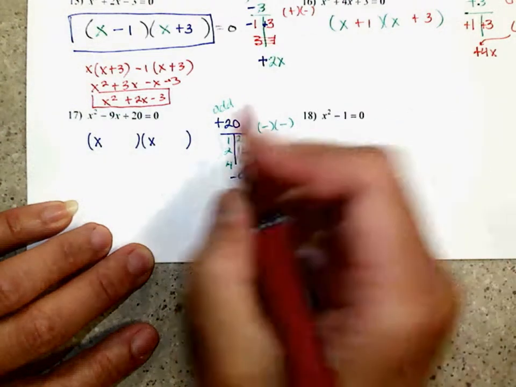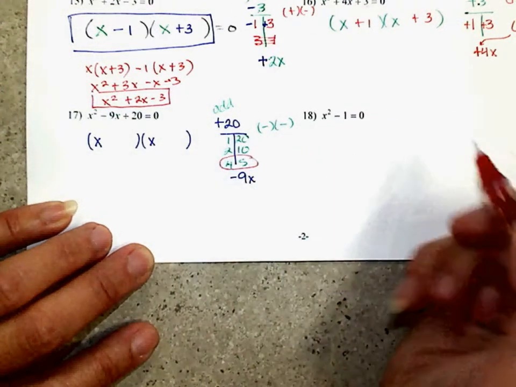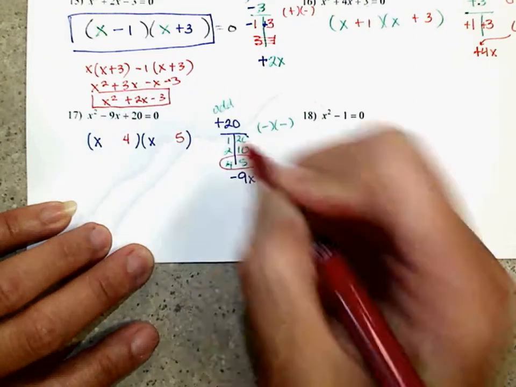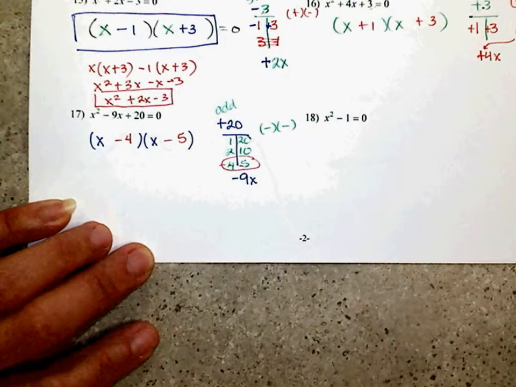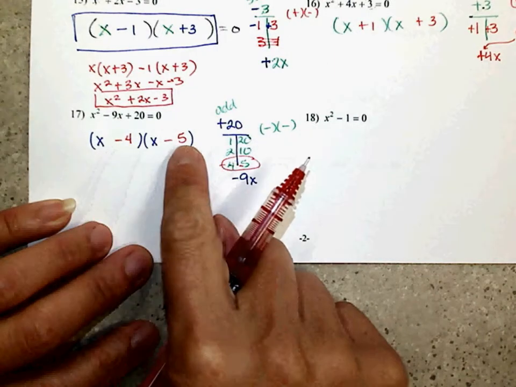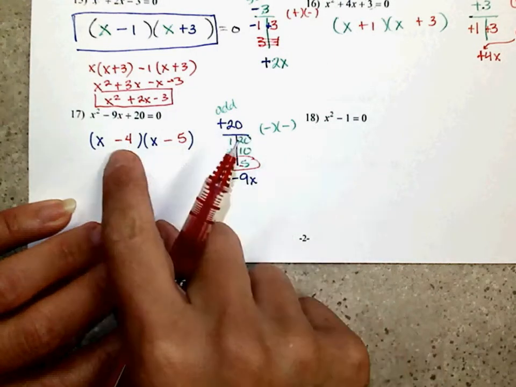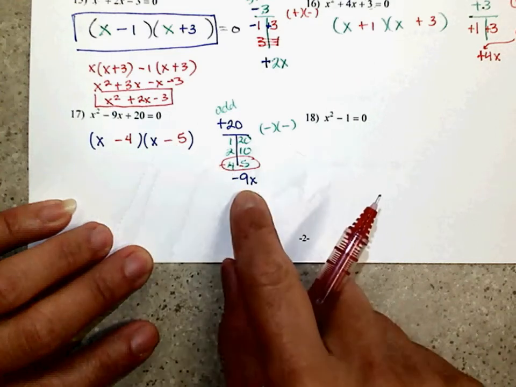Both of these. So it's going to be 4 and 5. For me to get negative 9, both of these guys have to be negative. So negative 4 times negative 5 is positive 20. Negative 4 minus 5 is negative 9. It does two things. Okay.